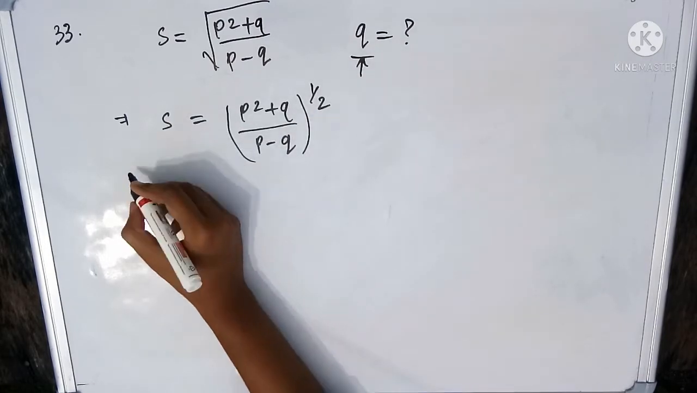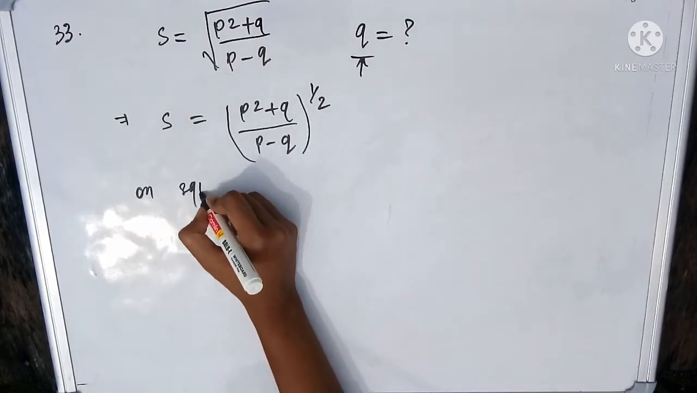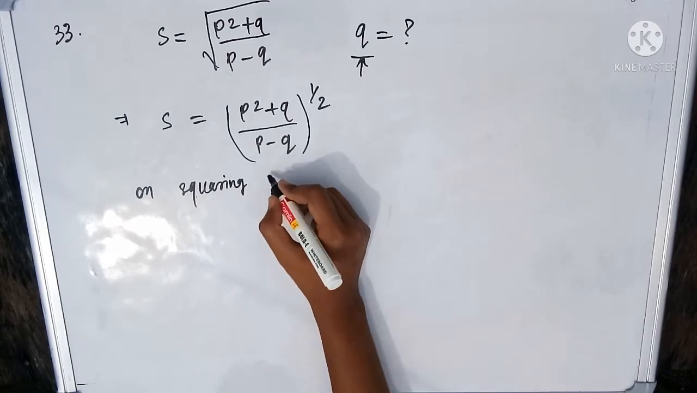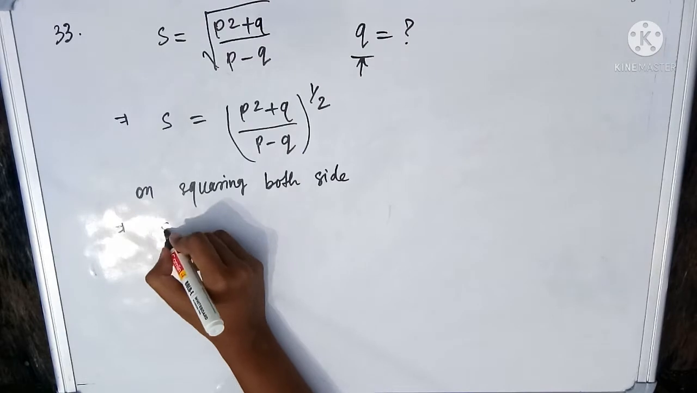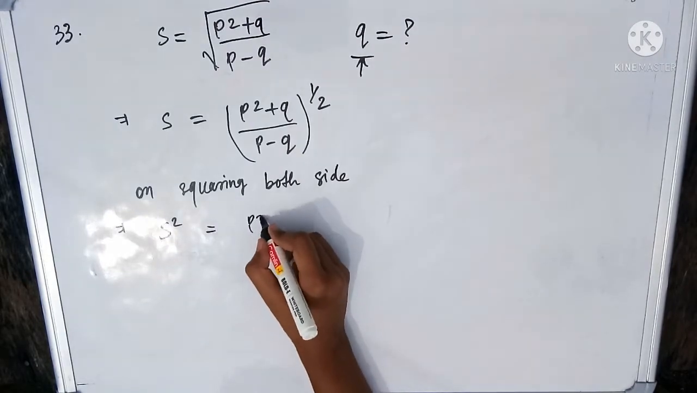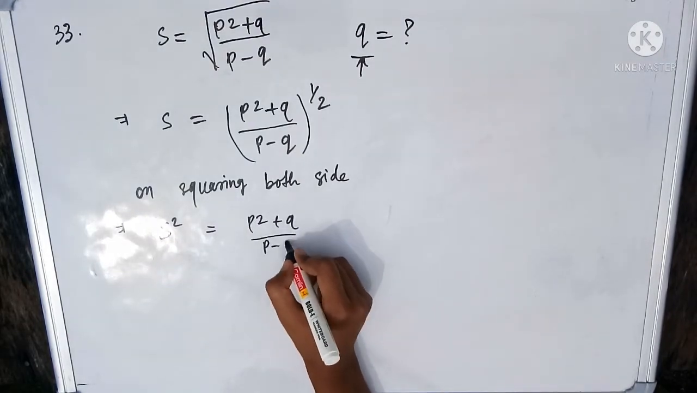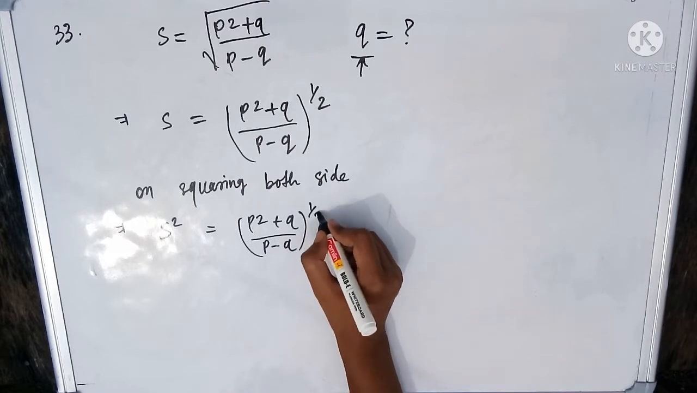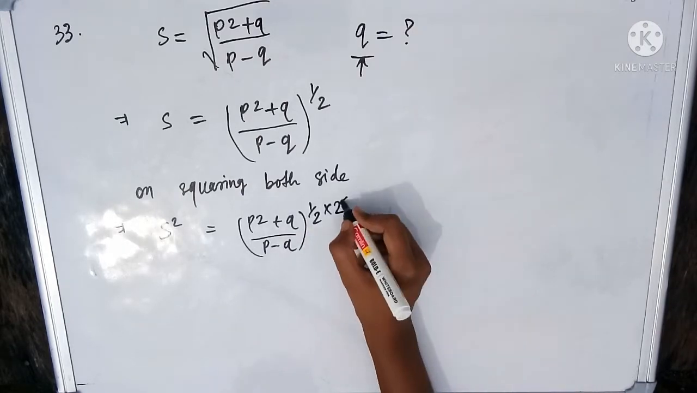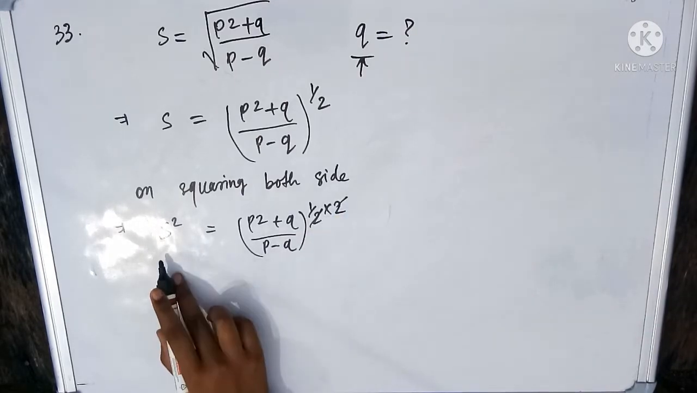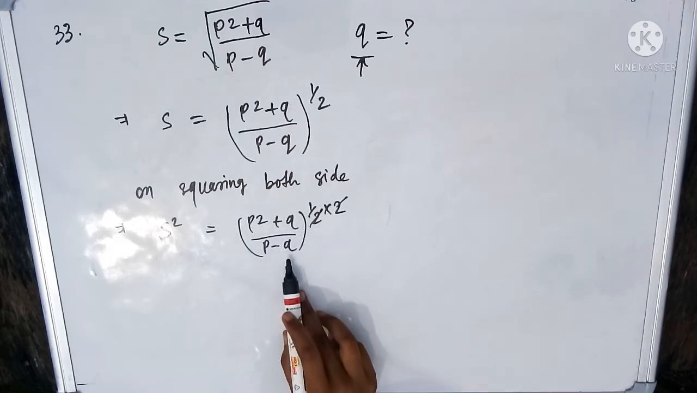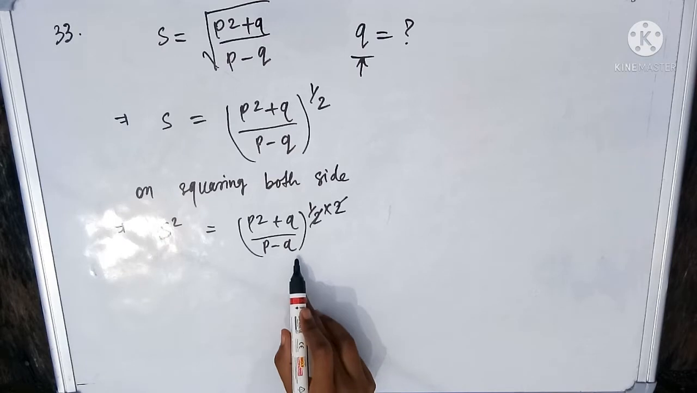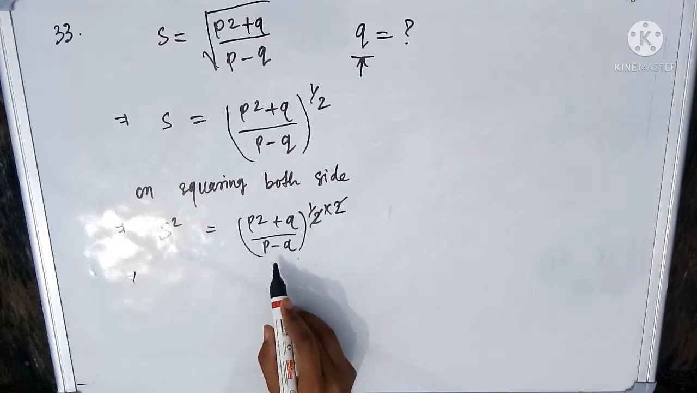Now in the next step, on squaring both sides, we get s square is equals to p square plus q divided by p minus q to the power 1 by 2 multiplied by 2. So here we can cancel this out and we have s square is equals to p square plus q divided by p minus q. Now we can transfer this p minus q to the other side, that is in the numerator.